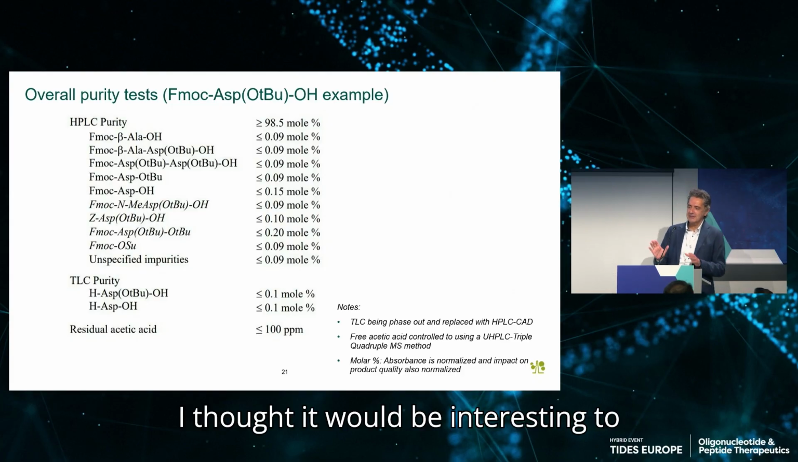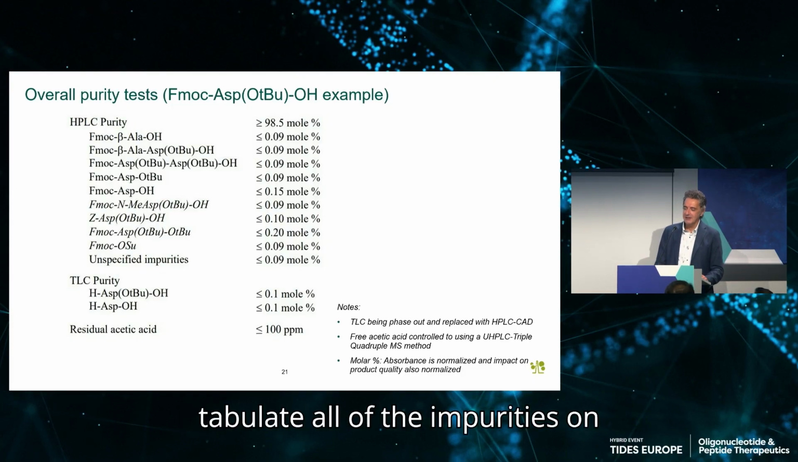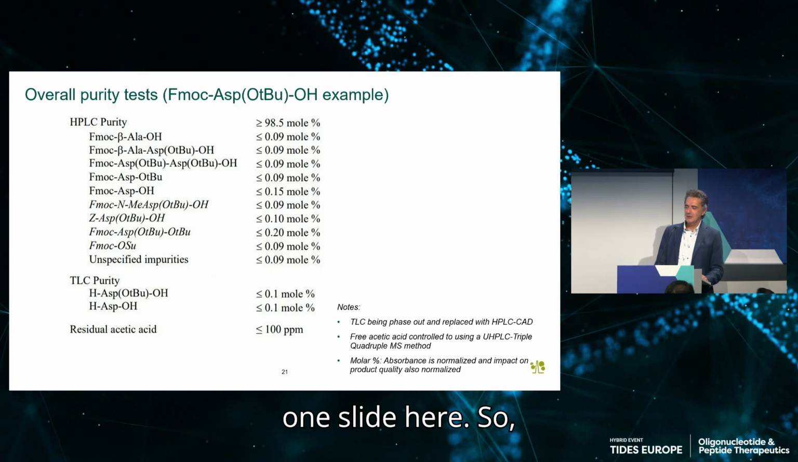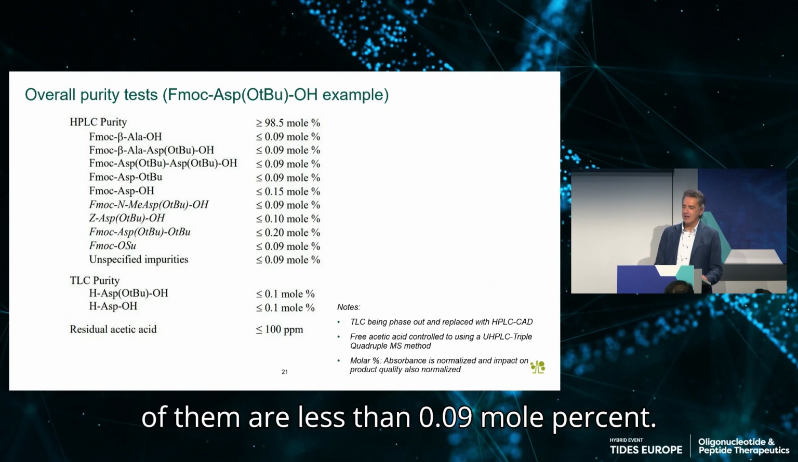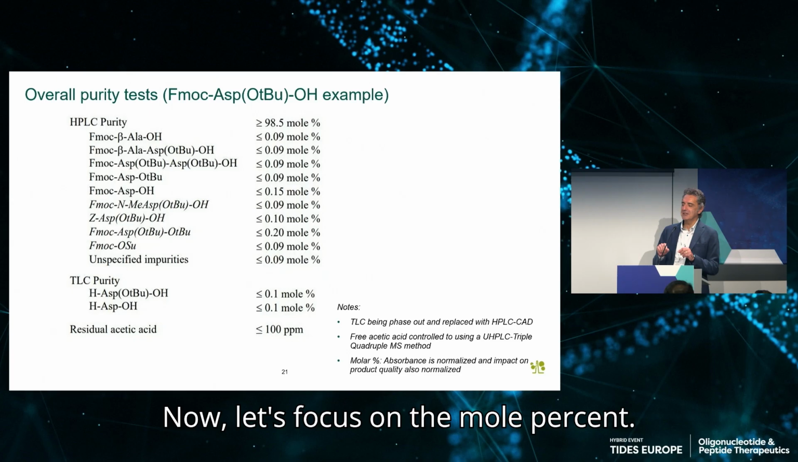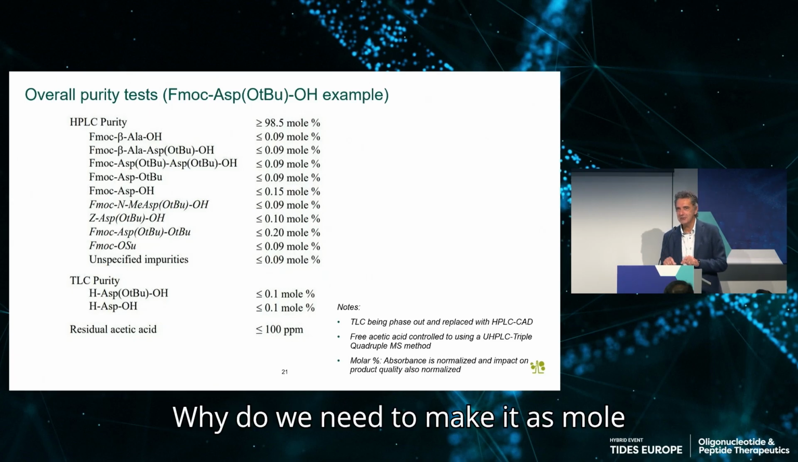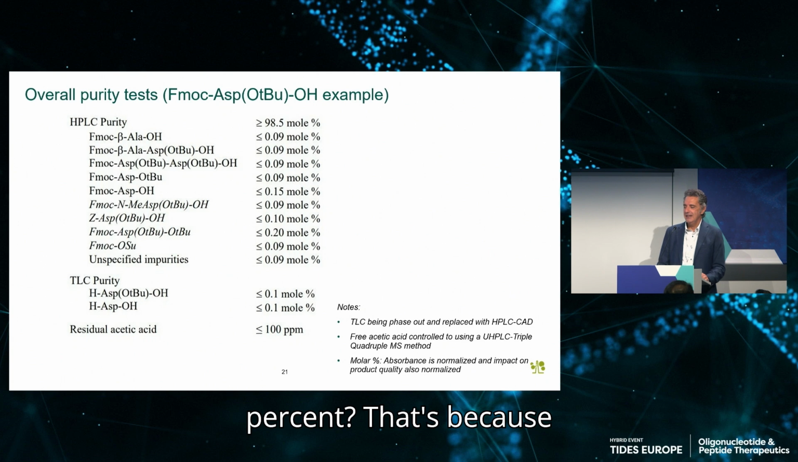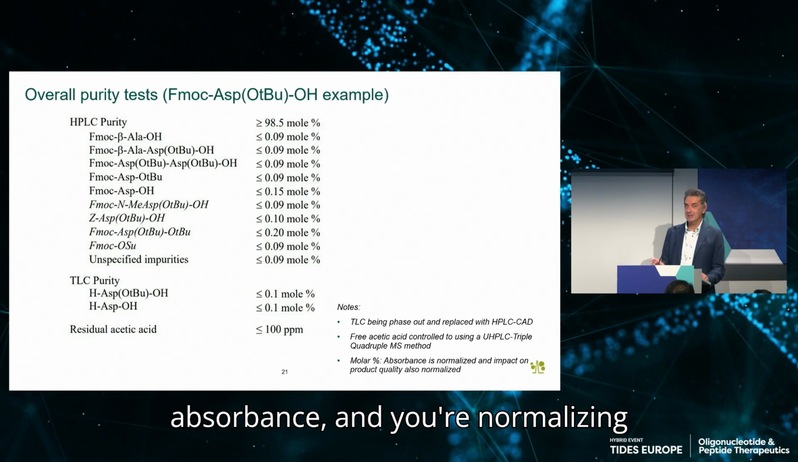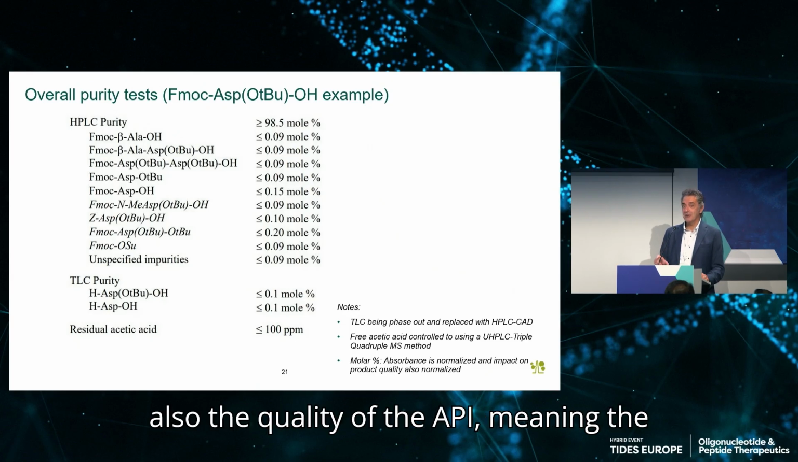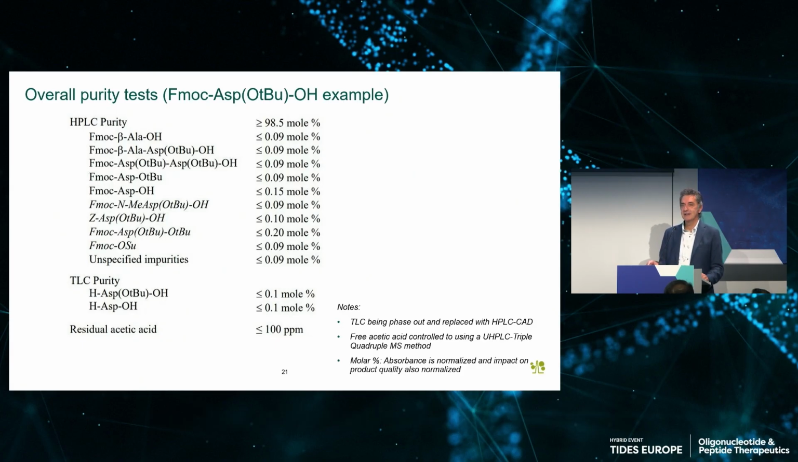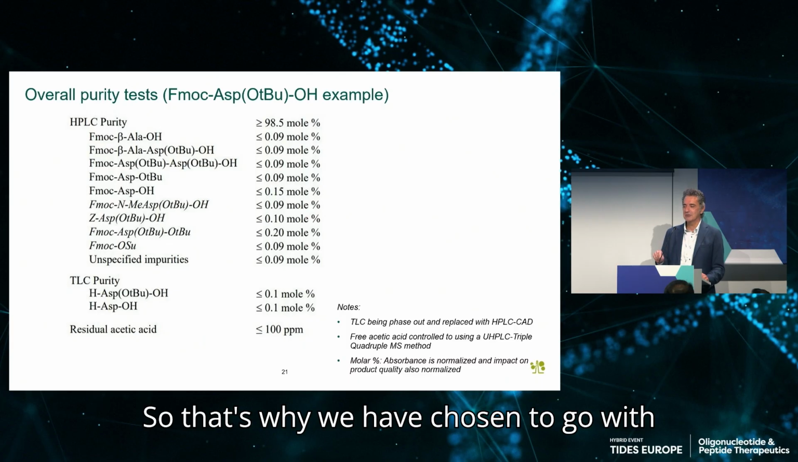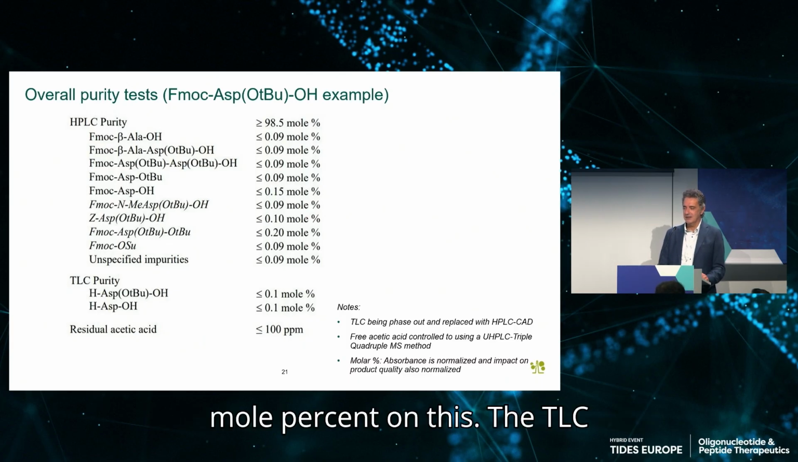I thought it would be interesting to tabulate all of the impurities on one slide here. So we have a list of these impurities. Most of them are less than 0.09 mole percent. Now, let's focus on the mole percent. Why do we need to make it mole percent? That's because at that point, you're normalizing the absorbance, and you're also normalizing the quality of the API, meaning the load of the impurities on the API. So that's why we have chosen to go with mole percent on this.